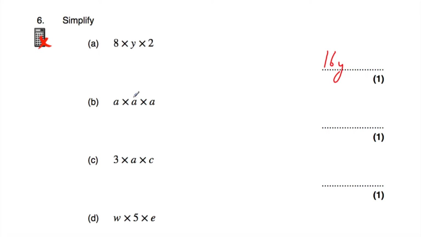Okay, next we've got a times a times a. Well, that's going to be a cubed because we've got a multiplied by itself and by itself again, and there's 3 a's multiplied together, so that'll be a, and then the power would be 3, so a cubed.